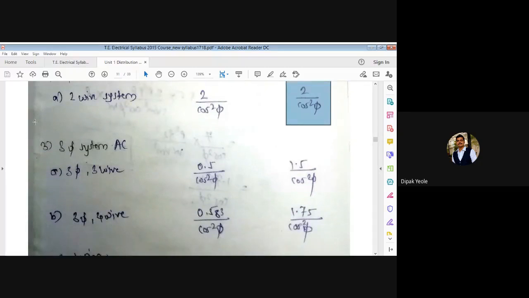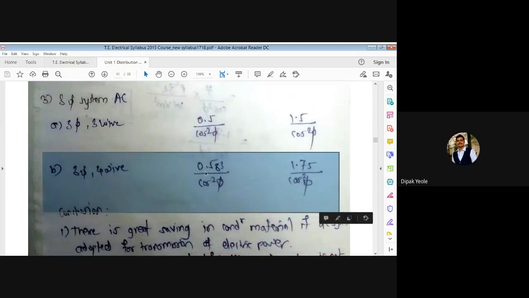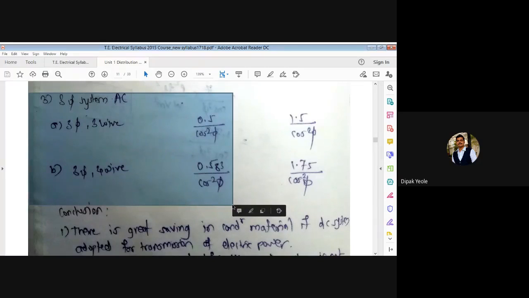For the 3-phase AC system, we will get the important comparison. For overhead, it will be less. For underground, it will be high. For the 3-phase 4-wire, we will get for the overhead 0.583 divided by cos square phi, and for the underground, sorry, we will get 1.75. So you can identify that 3-phase 3-wire and 3-phase 4-wire AC system is used for overhead transmission.